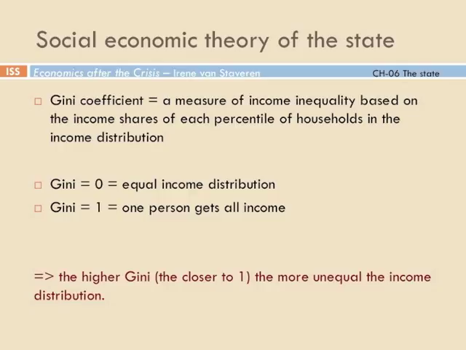The extent to which income distribution is equal or unequal can be measured by the Gini coefficient. That ranges between 0 and 1. 0 means equal income distribution. 1 means very unequal income distribution because one person gets all the income.